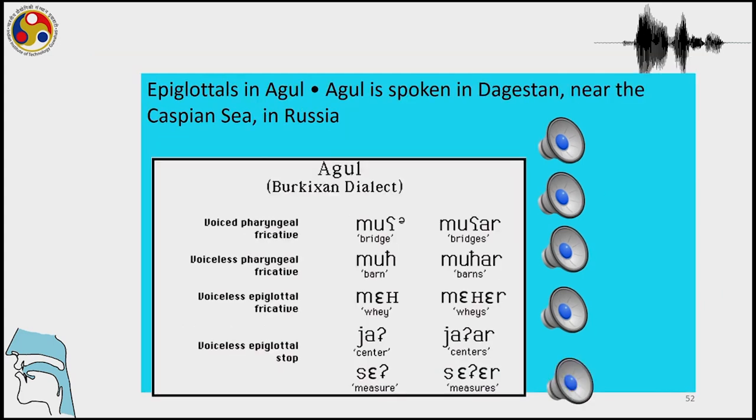These are the epiglottals in Agul. Agul is spoken in Dagestan near the Caspian Sea in Russia.